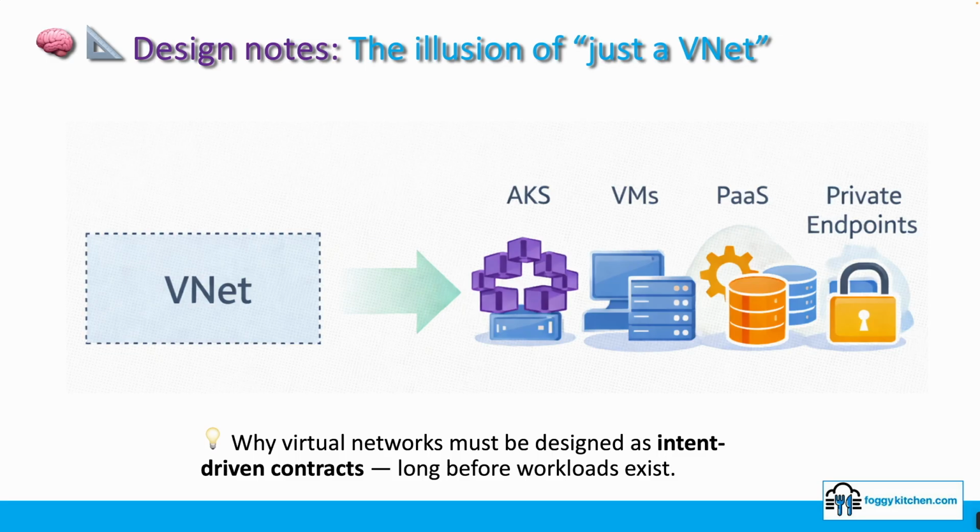It decides who can talk to whom, how the traffic flows, and where security boundaries exist, long before AKS, VMs, or private endpoints are even considered. When a VNet is designed ad hoc, every new workload feels like friction. Subnets start overlapping responsibilities, private endpoints appear as exceptions, and networks slowly become the bottleneck. This is why VNet should be treated as an intent-driven contract, not as a simple networking resource. What looks like just a VNet is actually the foundation of everything that comes next.